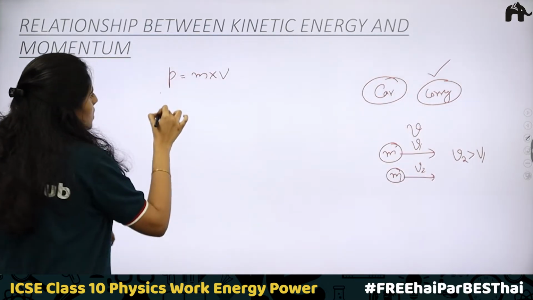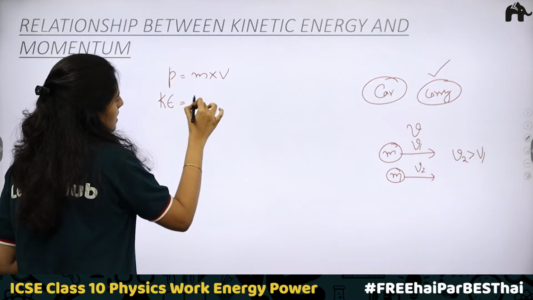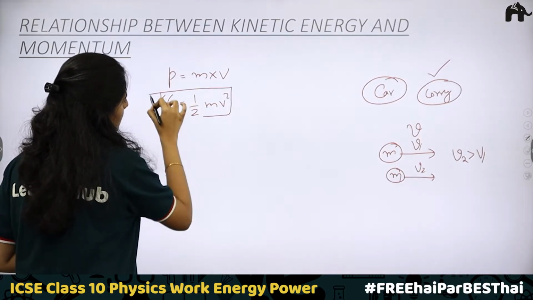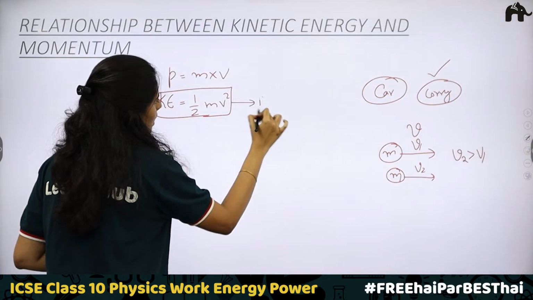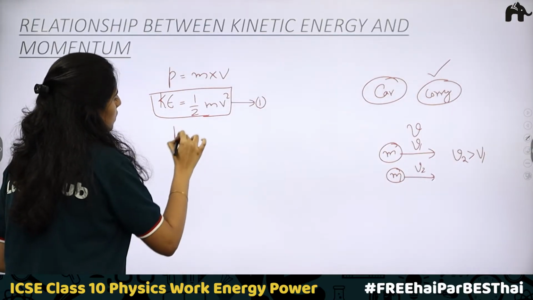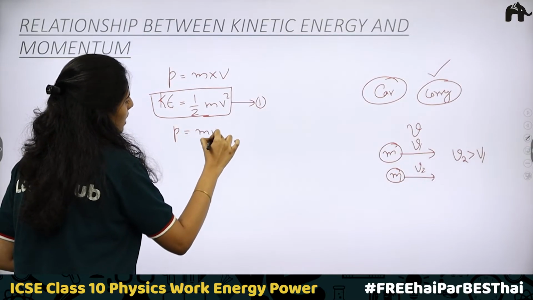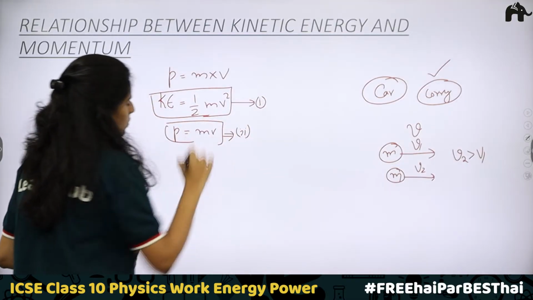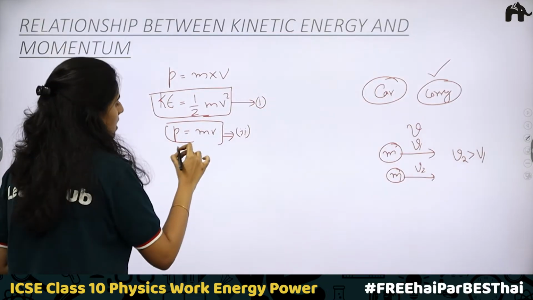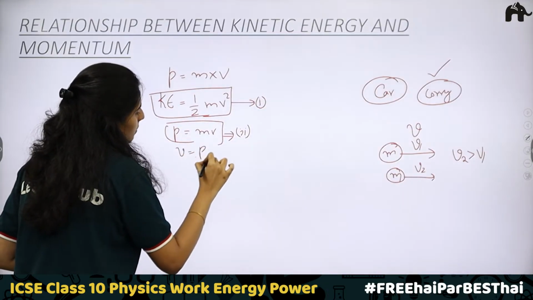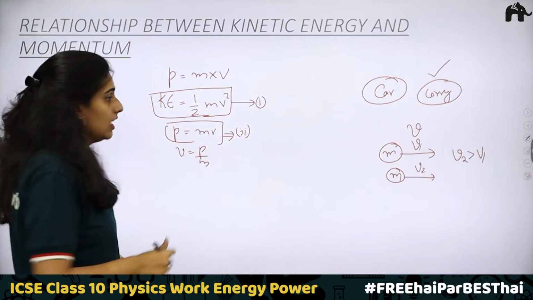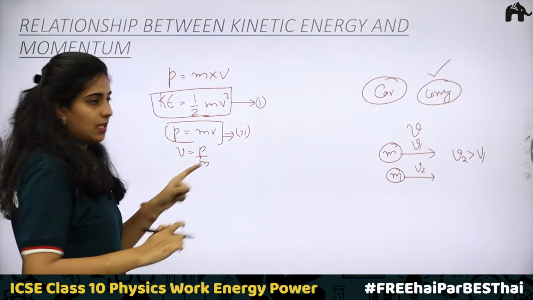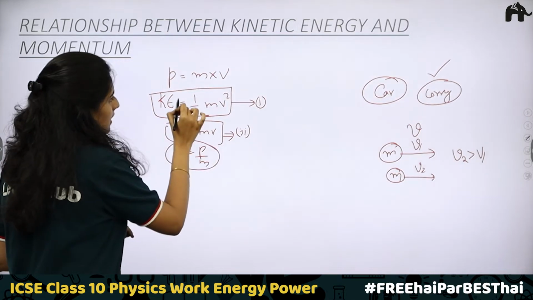We have derived an equation for kinetic energy. Kinetic energy is half m v square. Okay, this is your first equation. Now we are going to compare the equation for momentum. P is equal to mv. The second equation and the first equation. From this equation we have velocity is equal to P by m. Okay, we are taking this m to the opposite side, then velocity will be P by m. You are going to substitute this in the first equation.